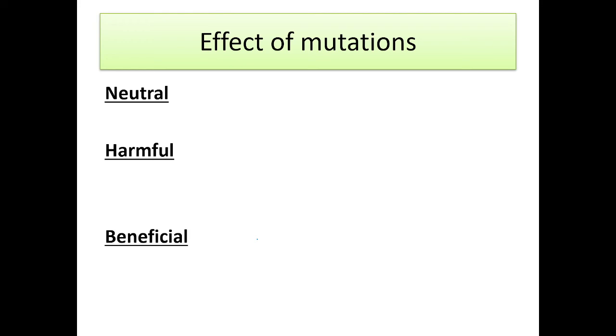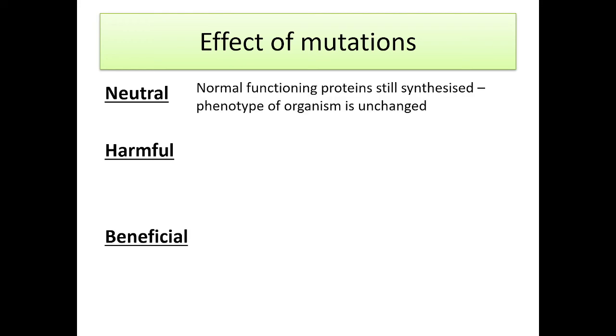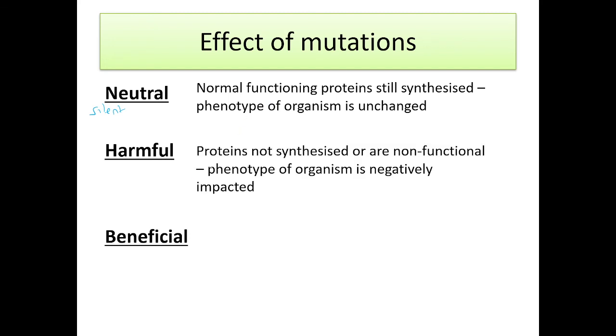So in terms of how we describe mutations, if the protein still works and your phenotype is unchanged, we say it's neutral. So silent mutations are going to be neutral. Some missense mutations will be neutral if it doesn't affect the protein's function. If you're dealing with an indel mutation, it is likely going to cause a protein that isn't synthesized or doesn't function. And if that non-functioning is negatively impacting the individual, we say it's harmful. Missense mutations, as we saw with sickle cell anemia, can also be harmful mutations.